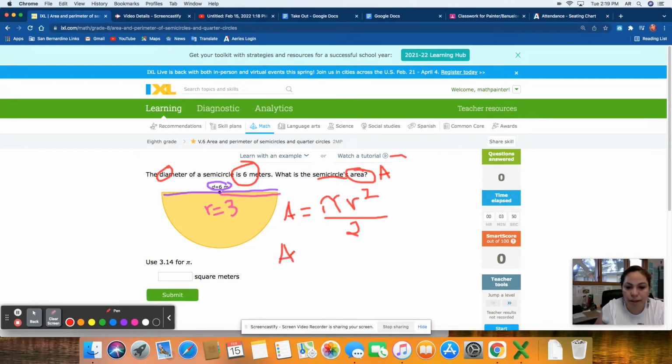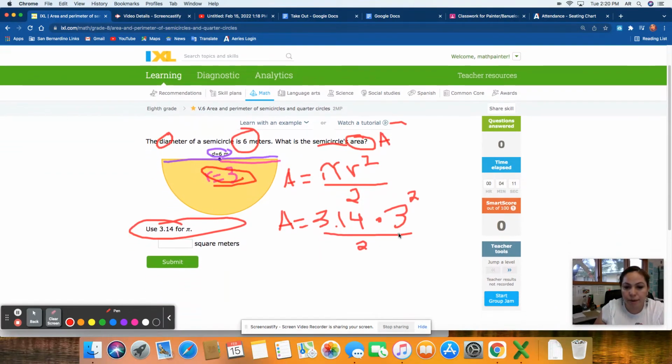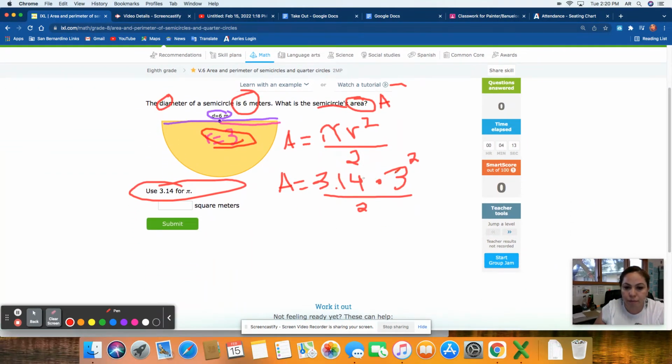So A equals, what's pi? 3.14 times r is 3. Remember, not D. We're not using D. We're using 3. 3 squared divided by 2. Now we're going to simplify. What do I mean by simplify? We're going to multiply first and then divide.